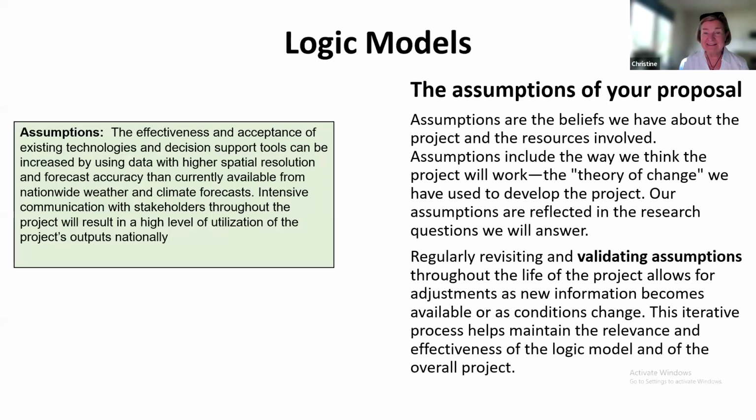Next column we're looking at is our assumptions, our theory of change. What do we predict will happen once we fulfill the goals of our project? I have a bunch of definitions that we can look at first. Assumptions are the beliefs we have about the project and the resources involved. They include the way we think the project will work. That's the theory of change we have used to develop the project. They are reflected in the research questions that are typically listed in our research plan or plan of work.